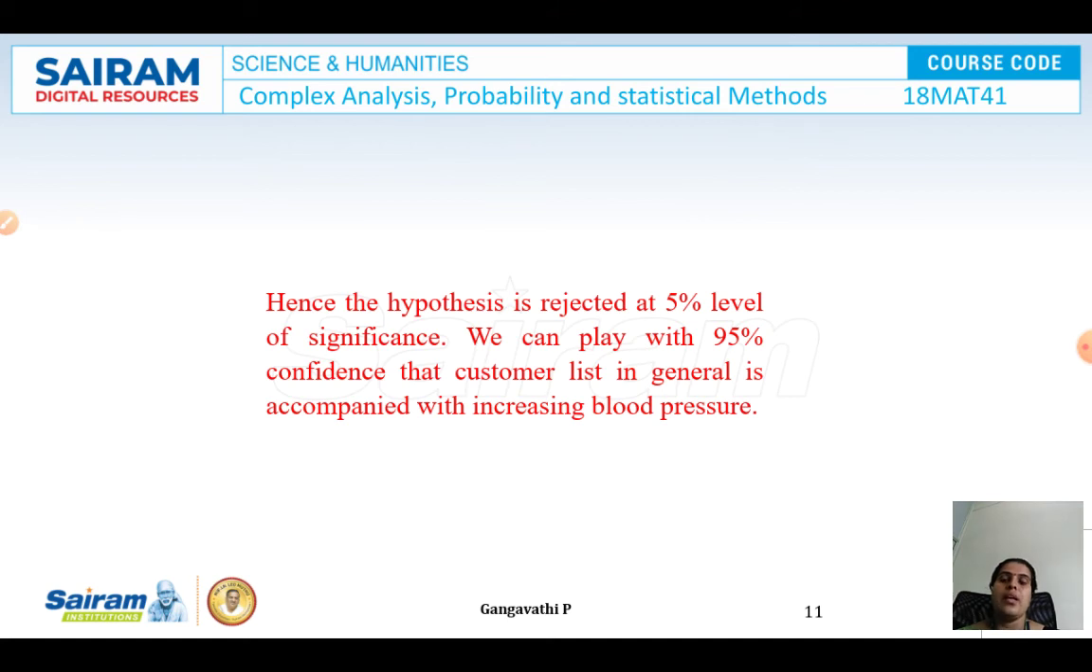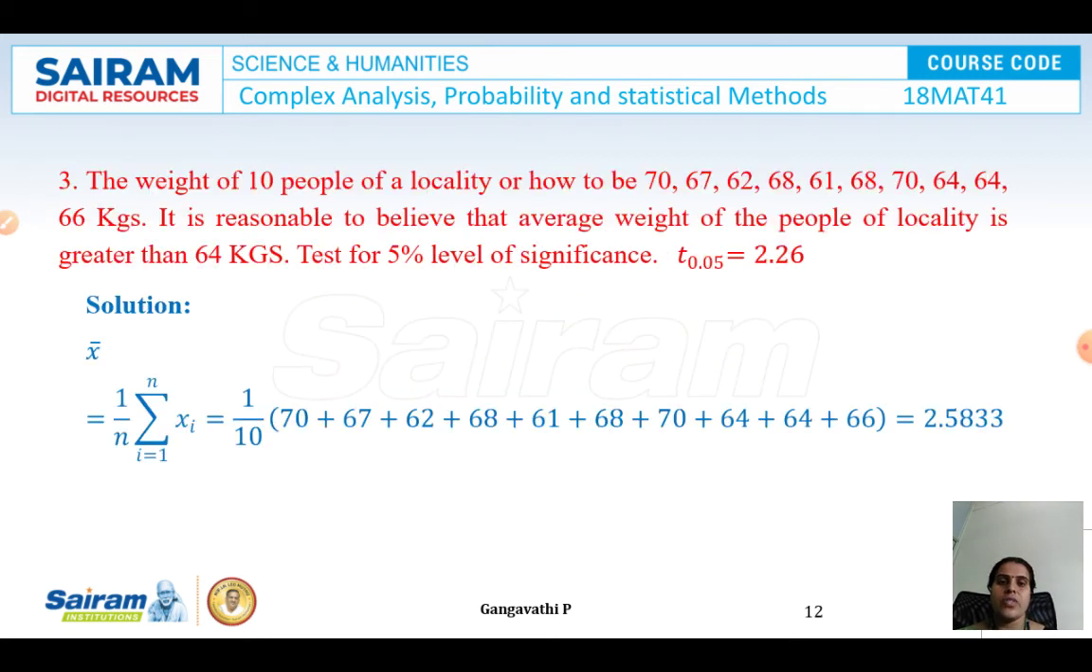So hence the hypothesis is rejected at 5% level of significance, because we can say with 95% of confidence that the stimulus in general is accompanied with increase in the blood pressure. On using the stimuli, the increase in the blood pressure is happening, and that statement we have accepted at 95% confidence; the hypothesis is rejected at 5% level of significance.